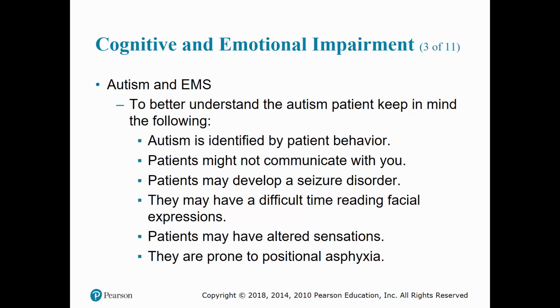Autism, also known as autism spectrum disorder, is a range of neurodevelopmental conditions that are characterized by impaired social interaction, verbal and nonverbal communication, and restricted and repetitive behavior. It's due to a combination of genetic and environmental factors. You might find the family or caregiver reporting the patient has autism spectrum disorder, or ASD, Asperger's syndrome, pervasive developmental delay, or PDD, or pervasive developmental delay not otherwise specified, or PDD-NOS.